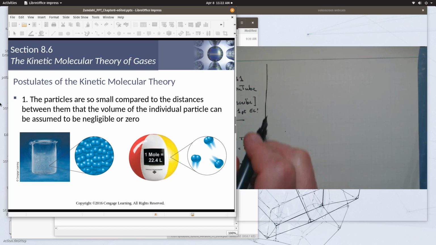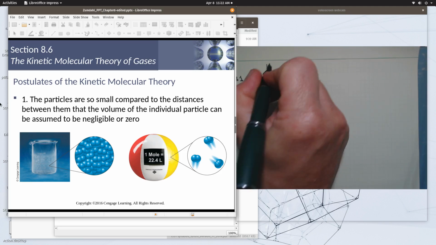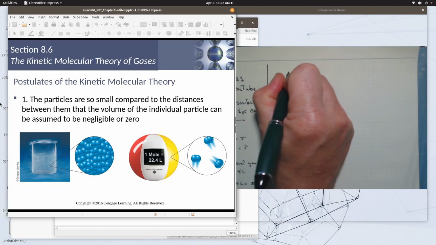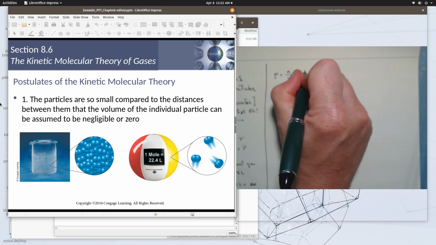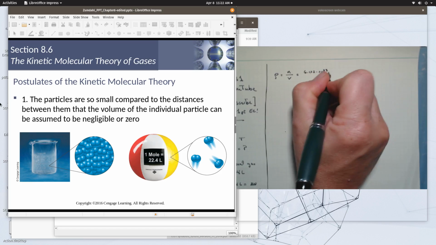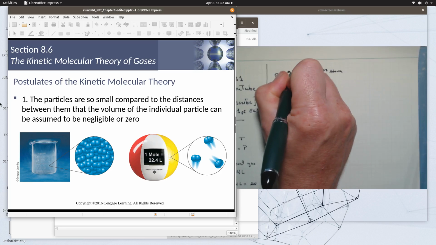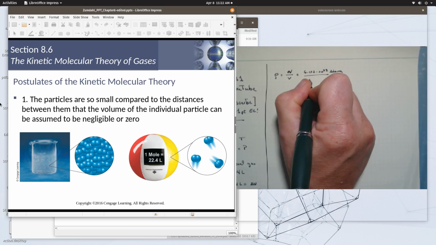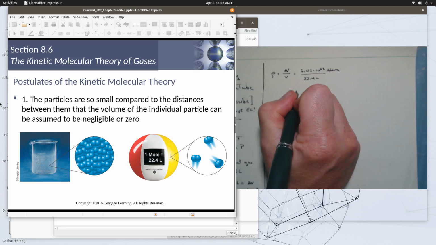So remember, 1 mole. The density of an ideal gas, rho, is the number of atoms divided by the volume, and that is going to be 6.02 times 10 to the 23 atoms. That should be a capital N, divided by 22.4 liters. That's atoms per liter, numbers per liter, is the density.